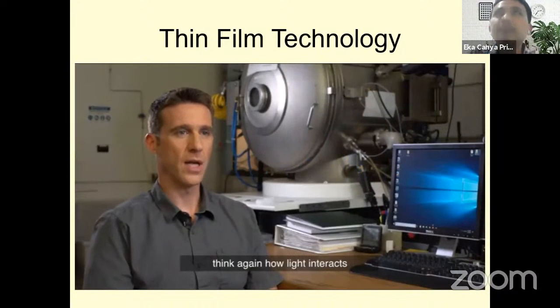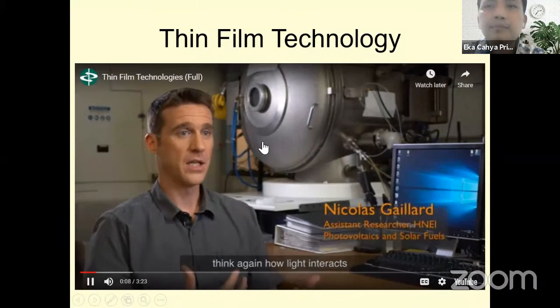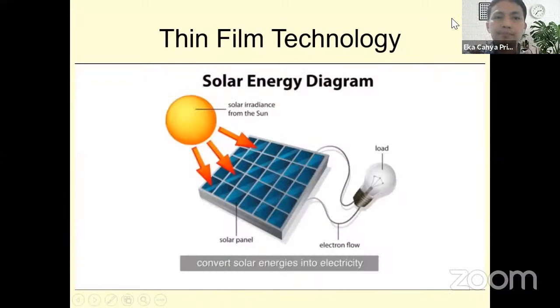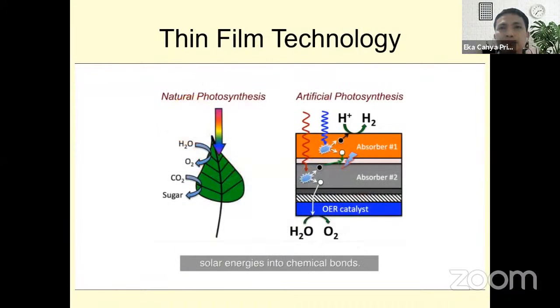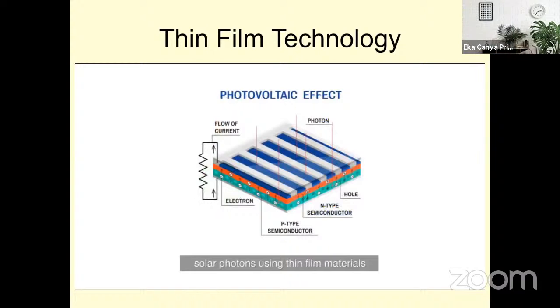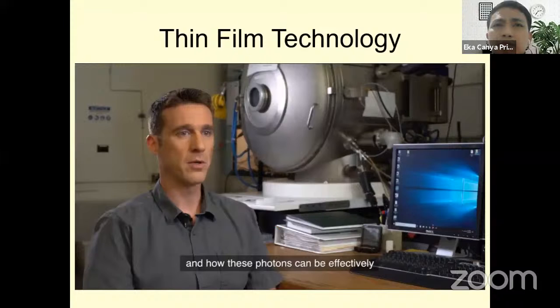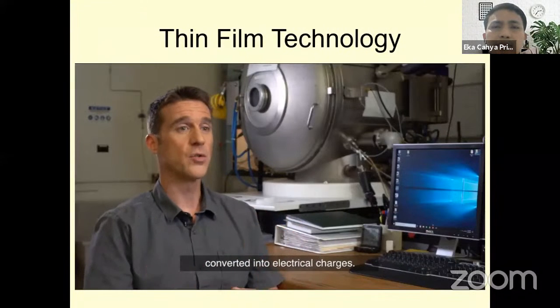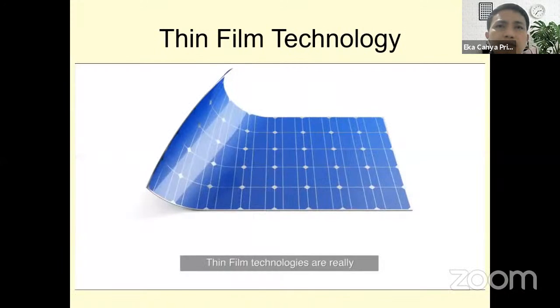The scope of the lab is really to think again how light interacts with solids and how we can convert solar energies into electricity, or how we can store solar energies into chemical bonds. So it's really how you can effectively collect solar photons using thin film materials with specific optical and electrical properties, and how these photons can be effectively converted into electrical charges.